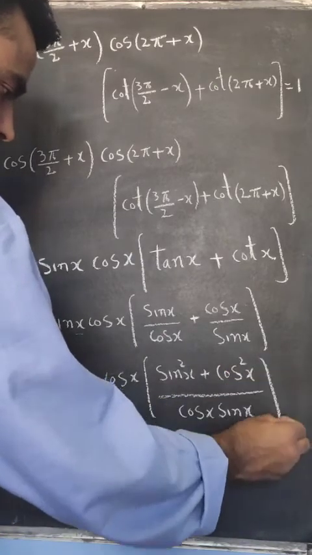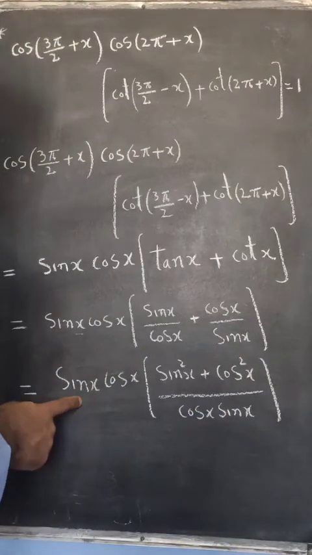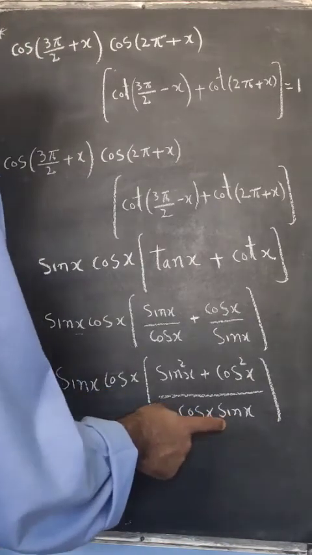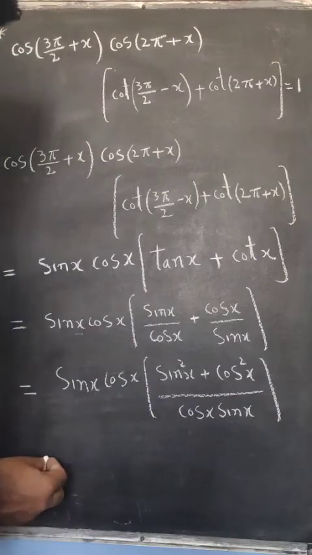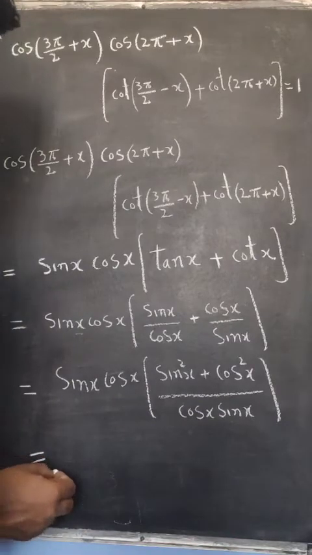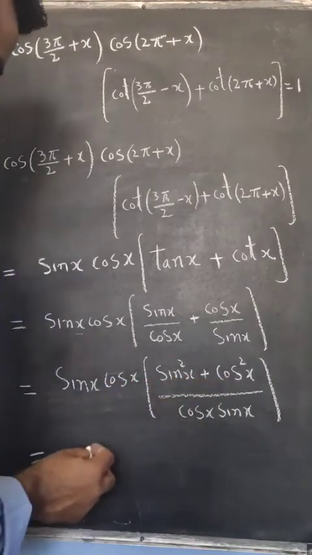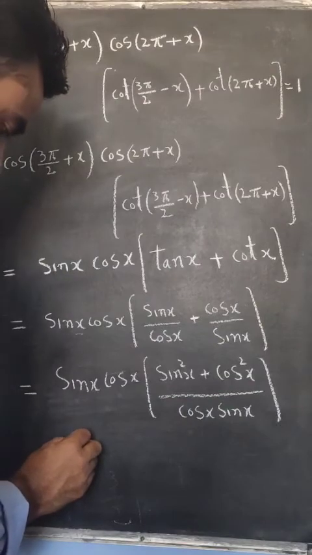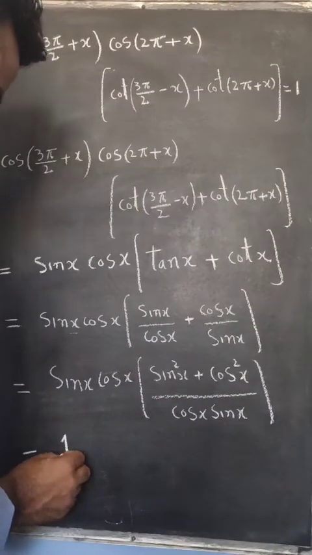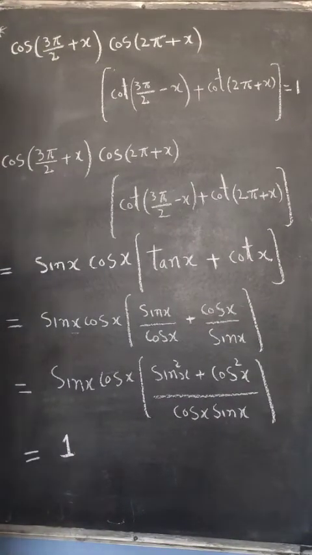sine x. Now this sine x cosine x and this sine x cosine x, we leave the quotient as 1, so we get sine square x plus cosine square x, that's again 1, so that is equal to RHS. This completes the question. Now let's take one more question.